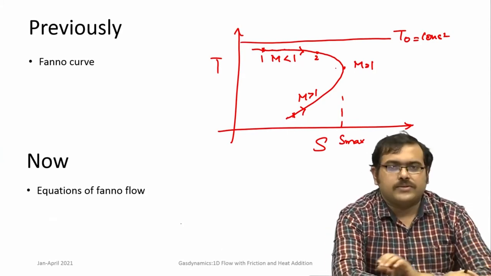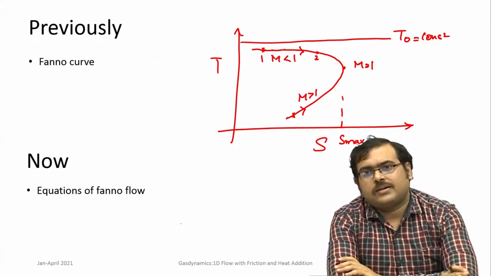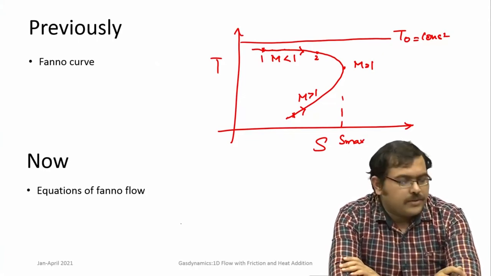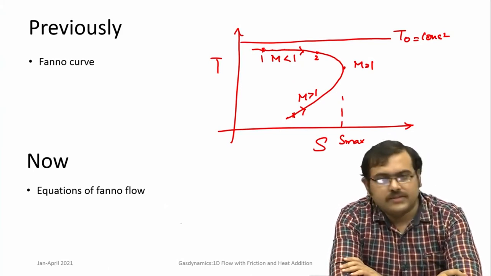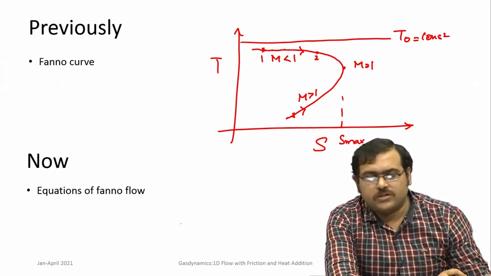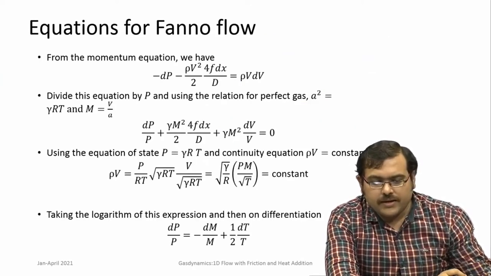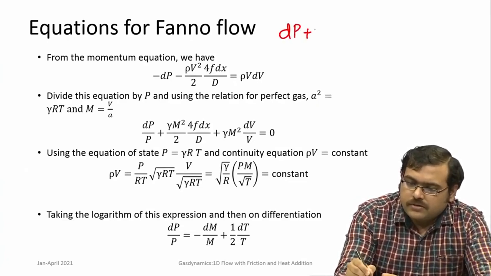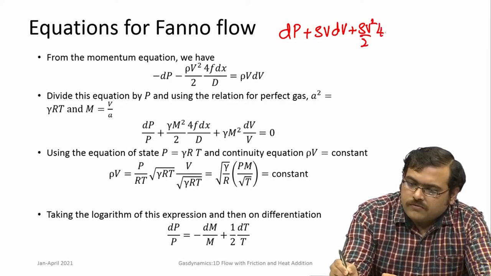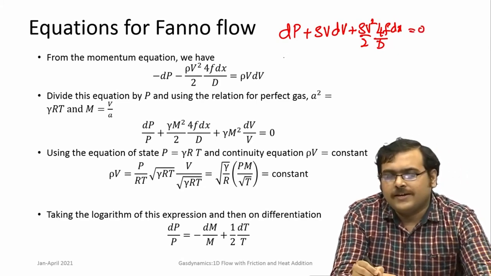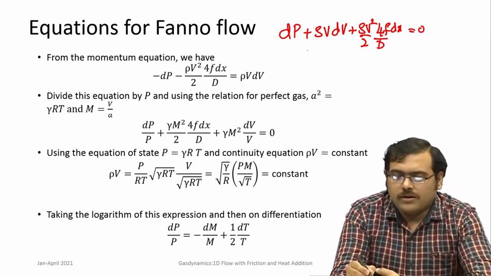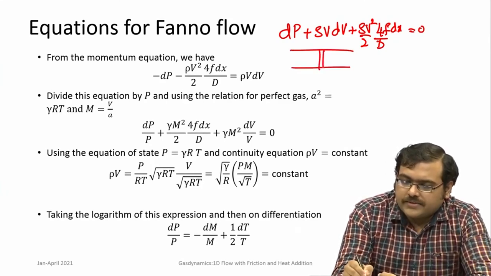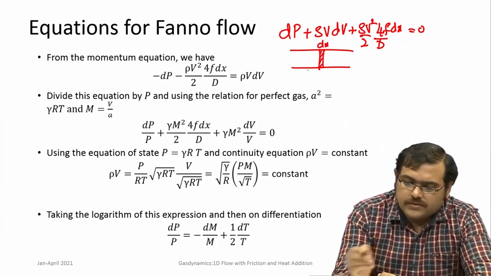So we have understood this qualitative picture and how the variables are interrelated. Now let's get a little more quantitative and get to the flow equations. Towards the end of the last lecture, we had come to this expression: dp plus rho v dv plus rho v squared by 2 times 4f dx by d equals 0. This is the differential equation for a small volume dx in the long pipe.